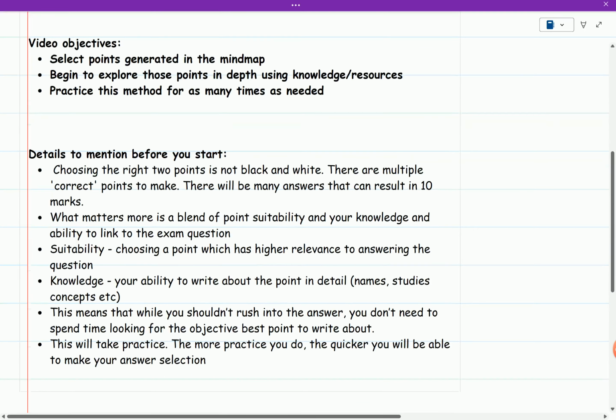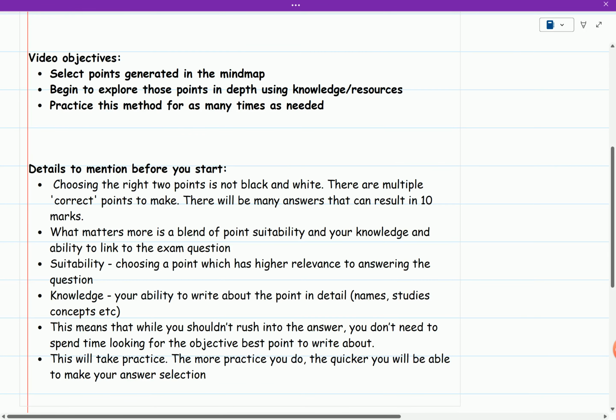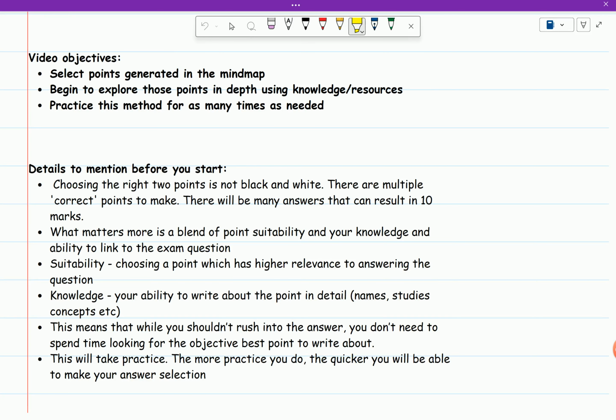So a few things before we start that I do need to mention, and it's really important. Let me get a highlight here. So choosing the right points is not black and white. You know that you need to write down 2 points for outline and explain. You already know this. You don't get more marks for doing more than 2 points. But that also means there are multiple correct points to make for the answer.